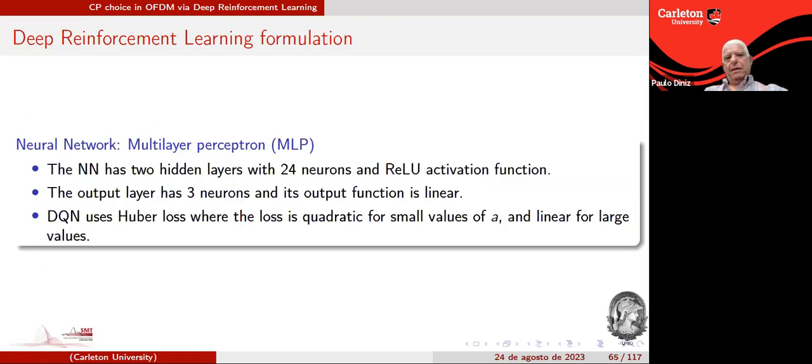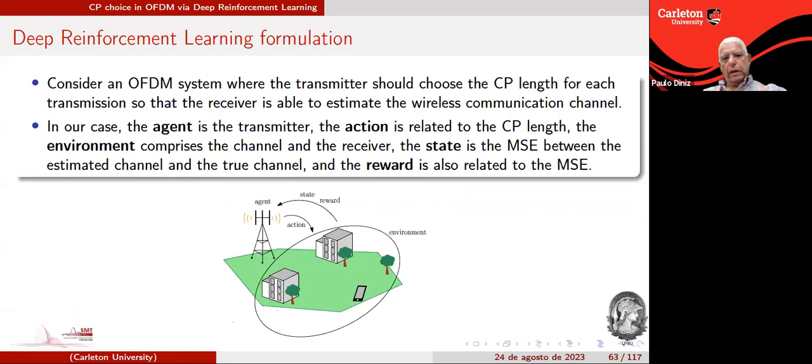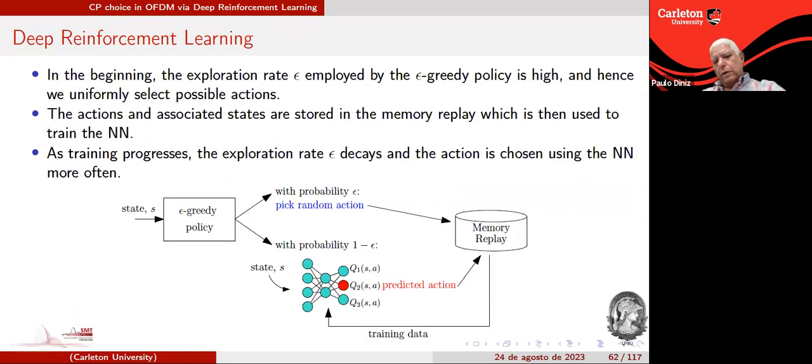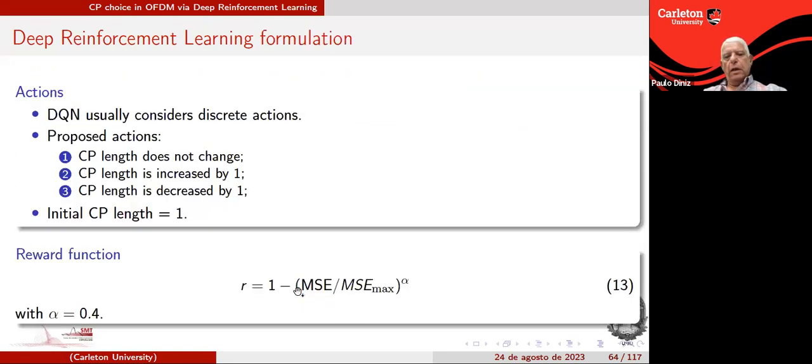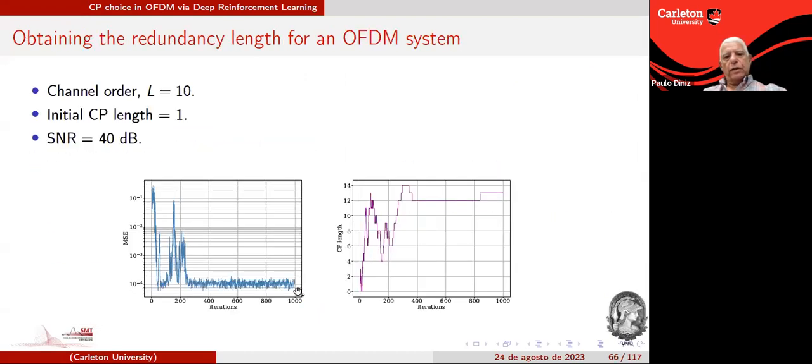By doing that, using a multi-layer neural network on this lower part here, what I ended up with was a situation where, suppose I have an actual channel of length 10, order 10, sorry, and I start with a cyclic prefix of 1, and then I measure the MSE of my detection.